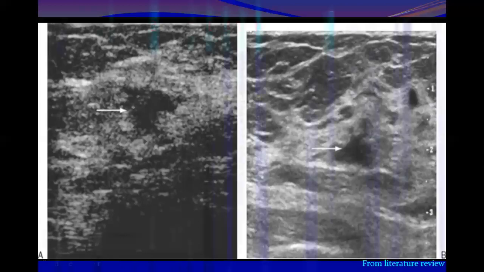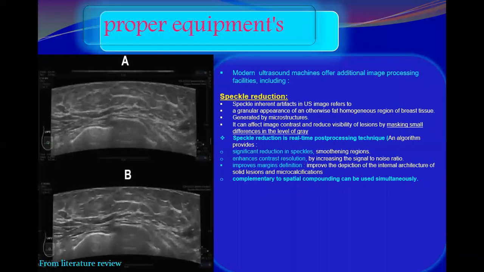What about speckle reduction? Speckle reduction is also a real-time post-processing technique. What are speckles? We described in the previous image that speckles are artifacts. Which image has the speckles, A or B? Which one demonstrates speckle artifacts? Image A. Image A is grainy. Speckle is a granular appearance, otherwise the fat should be homogeneous.